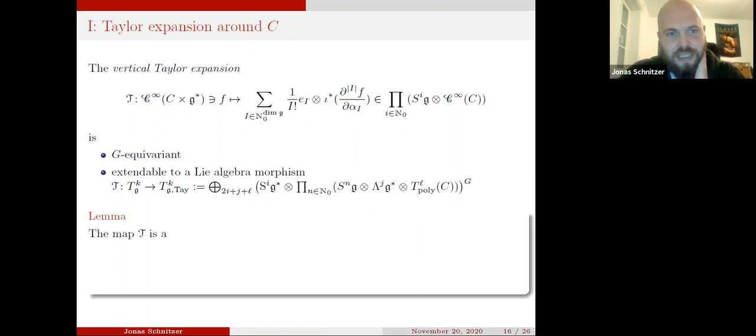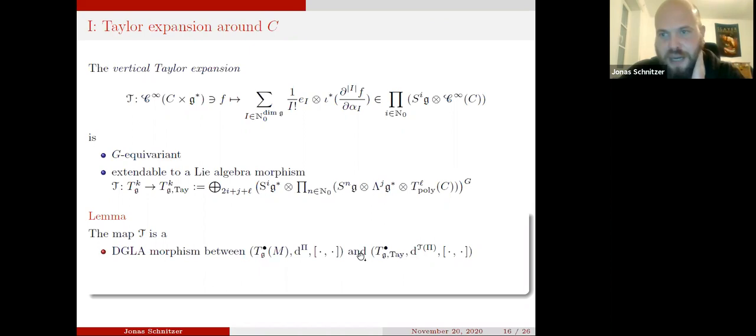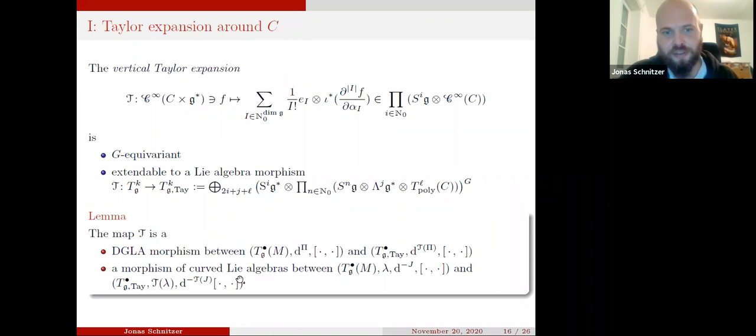And there is a tiny lemma that this map is a DGLA morphism. I take the pi I defined before, which was the KKS Poisson structure minus the canonical moment map, and I Taylor expand these two structures. So it's a DGLA morphism. And what will be important later is it's a morphism of curved Lie algebras, same game with the curvature and the differential twisted by minus j. And here you see the same, I just Taylor expand the two structures, which are also on the left-hand side.